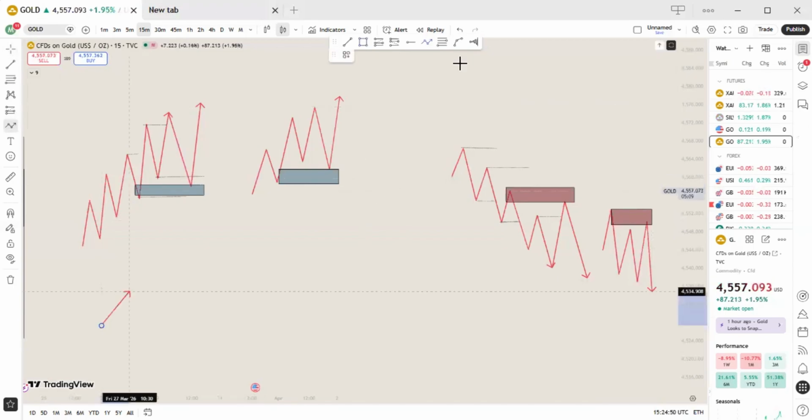Liquidity before a break of structure. Let's say market is in the bullish trend. This is for the blue pattern. Market is in a bullish trend.